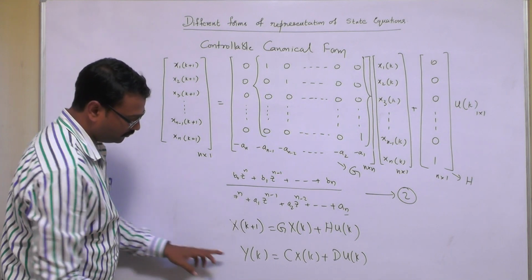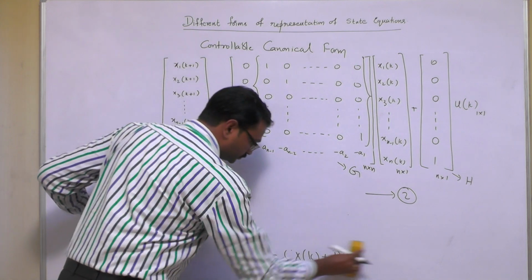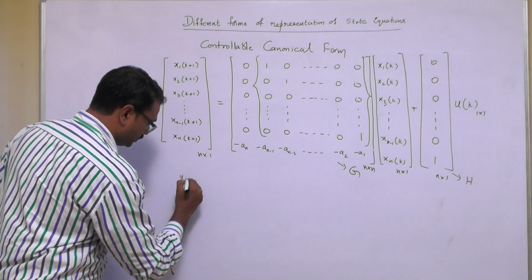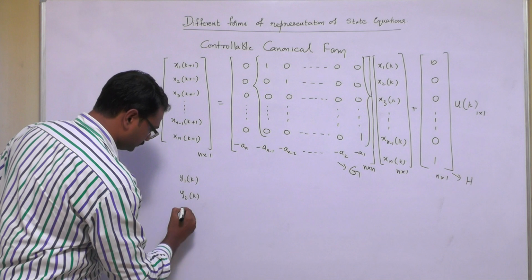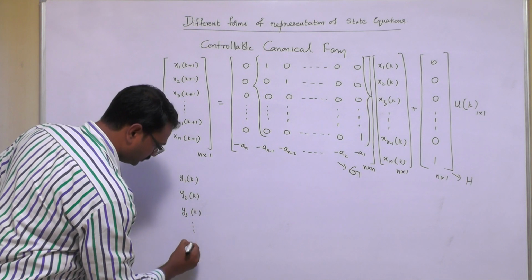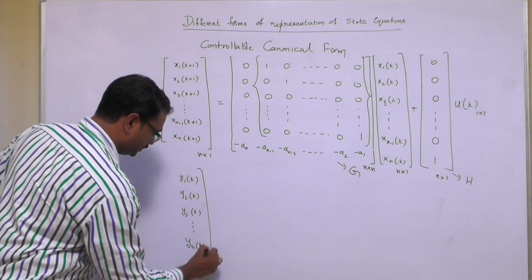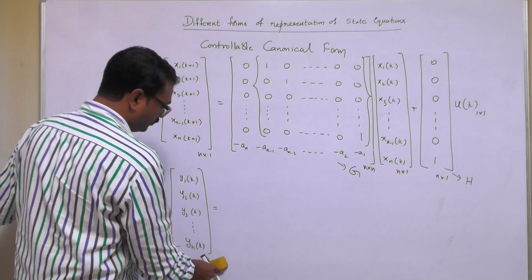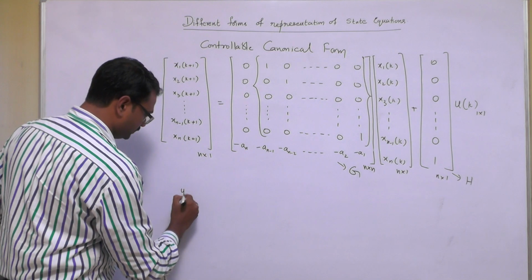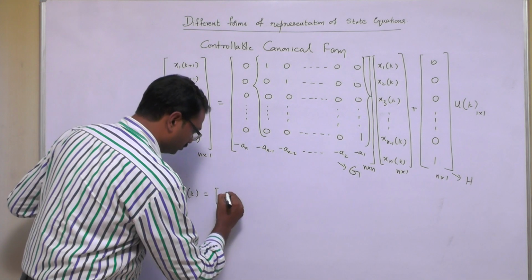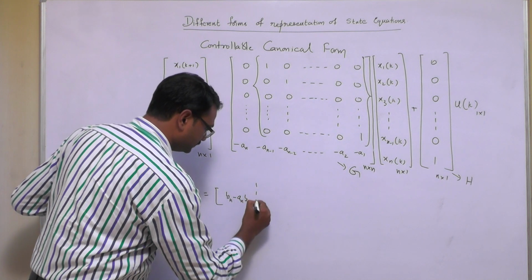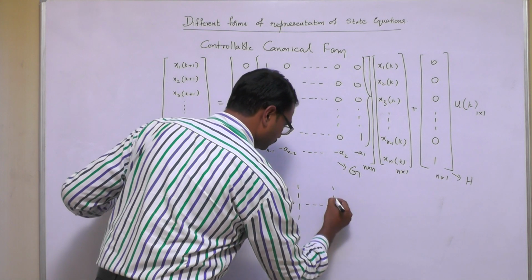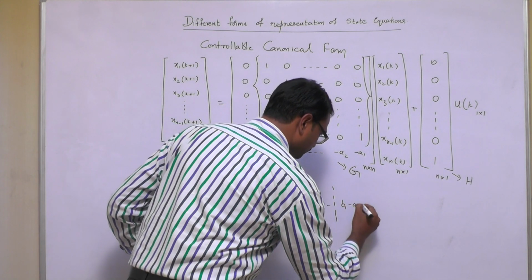And now we need to go for y of k, where you will have to find out what the C and D matrices are. So y of k, y1 of k, y2 of k, y3 of k, and so on up to yn of k. If you go for a single output, you can say y of k is equal to bn minus an b naught, bn minus 1 minus an minus 1 b naught, and so on, b1 minus a1 b naught.